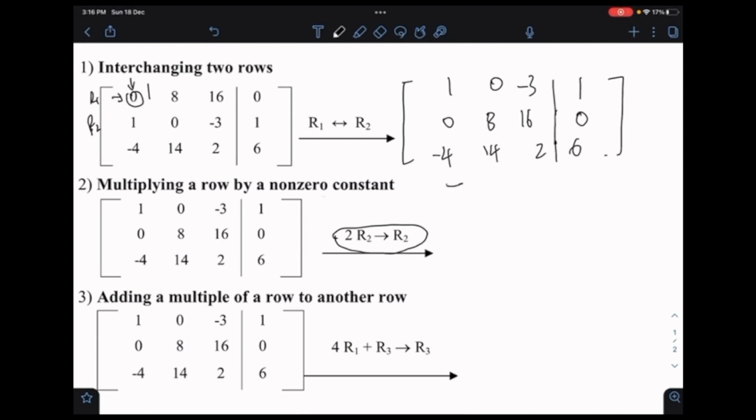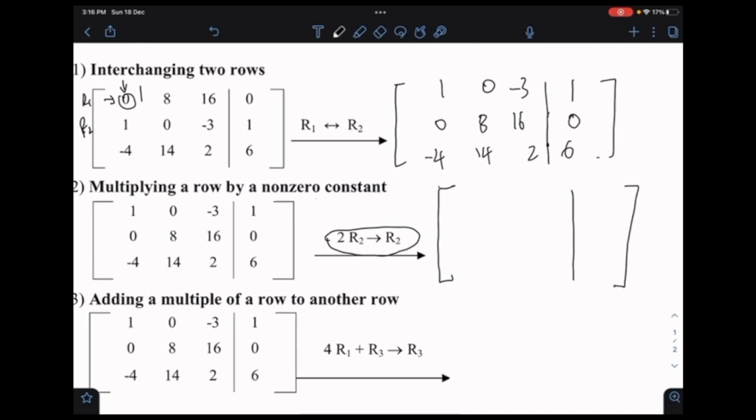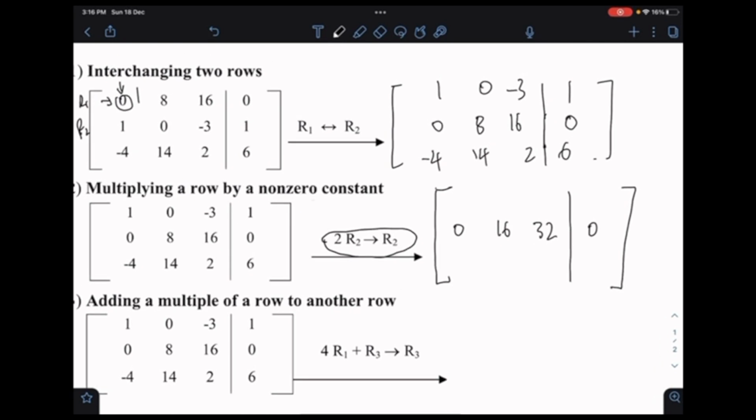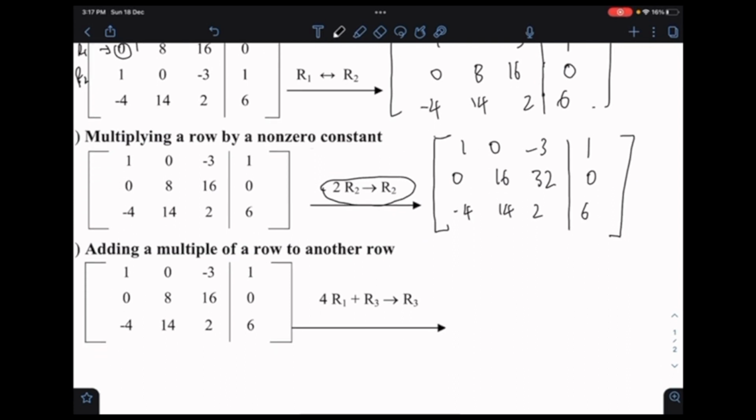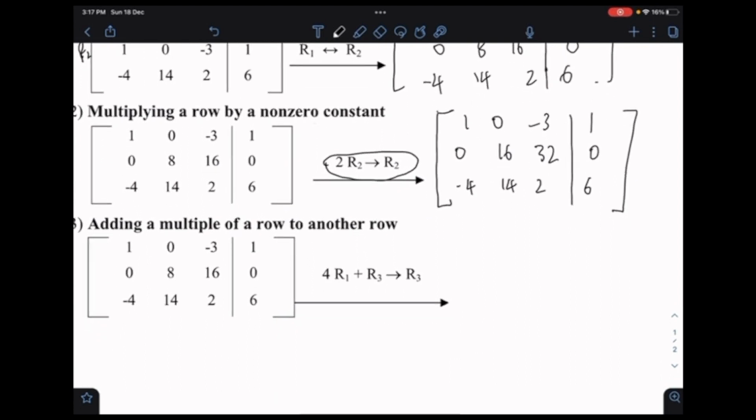So 0 multiplied by 2 is 0. 8 multiplied by 2 is 16. 16 multiplied by 2 is 32. 0 multiplied by 2 is still 0. In this case, the first row and third row are not affected, so we just copy them directly. Then we get a new matrix.